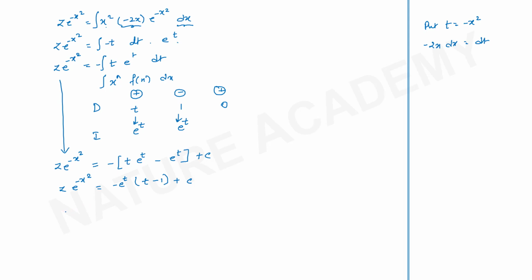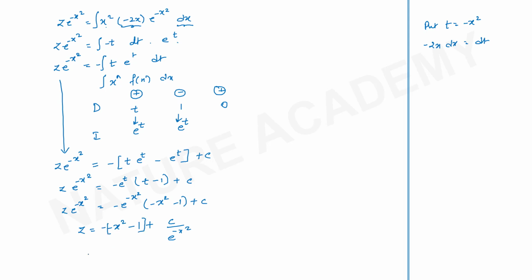Now I will put back the value of t. T is minus x square. So I will write the left hand side, z e raised to minus x square, as it is, and then on the right hand side I will write e raised to minus x square into, again t is minus x square, minus 1 plus c. I want to cancel from the left hand side and right hand side this term e raised to minus x square. So I will write it as z is equal to minus x square minus 1 plus c by e raised to minus x square.